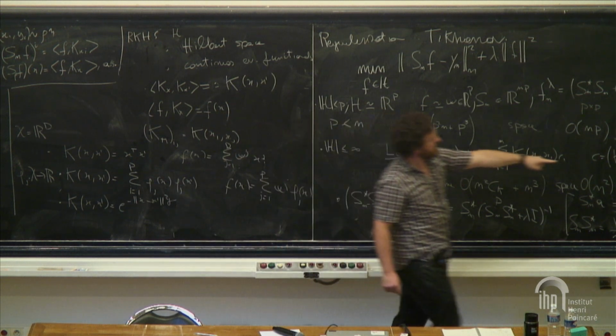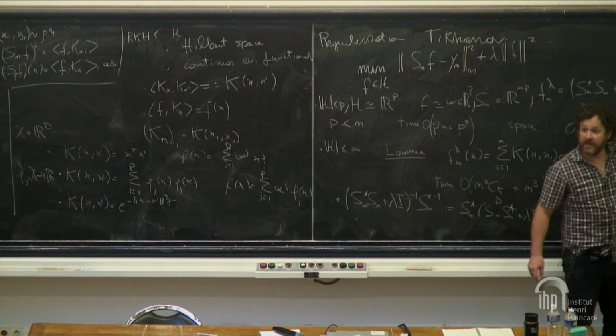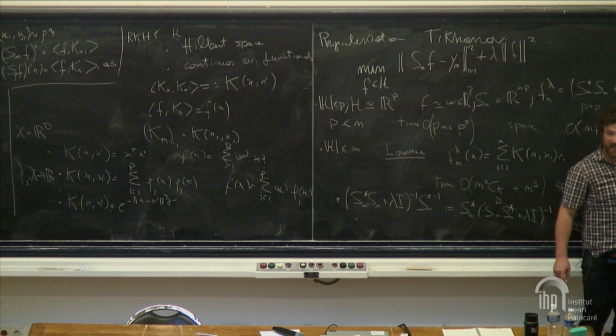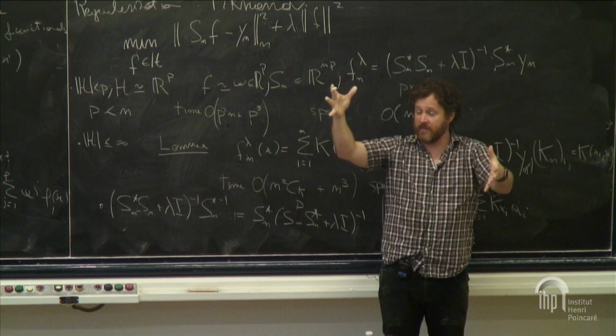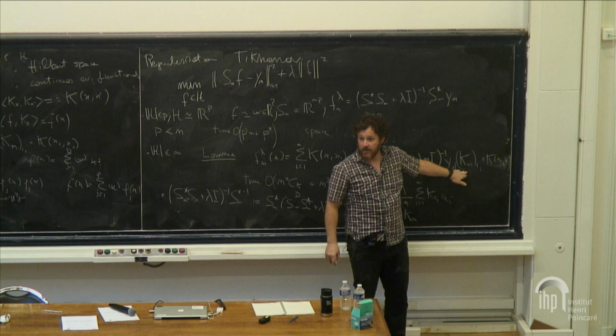Kn is the matrix with entries k(xi, xj). So k is the kernel, and you compare any two pairs of points, and you get a symmetric matrix, that is Kn. Okay?